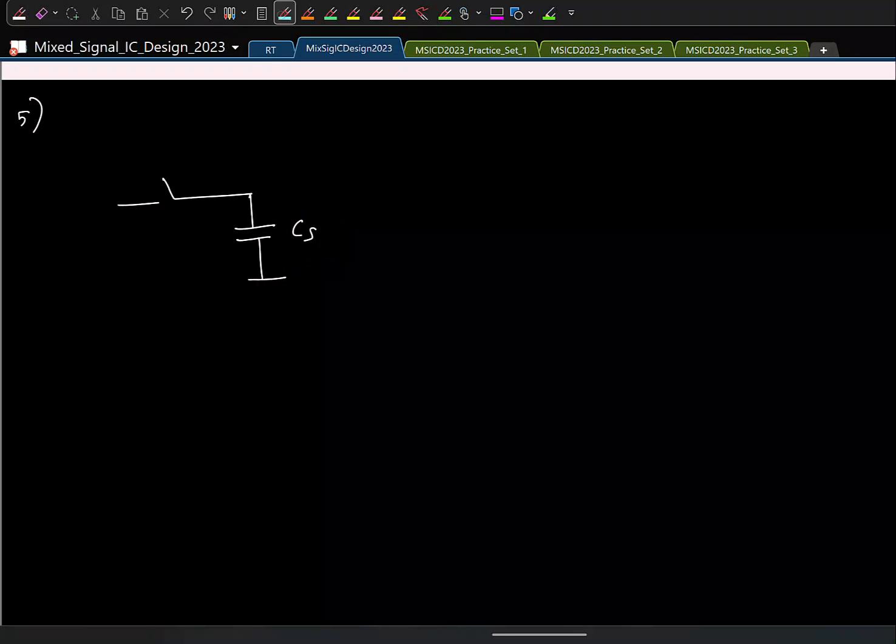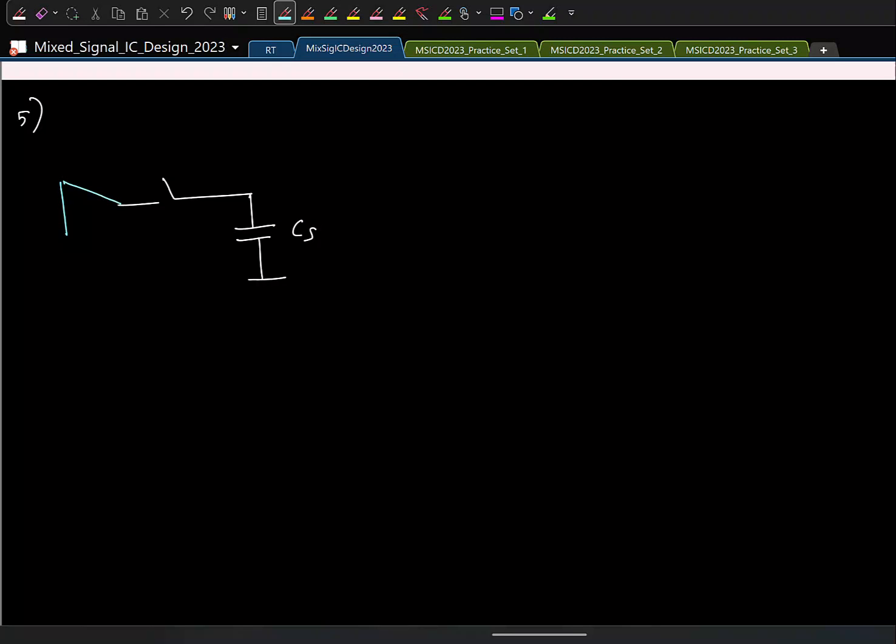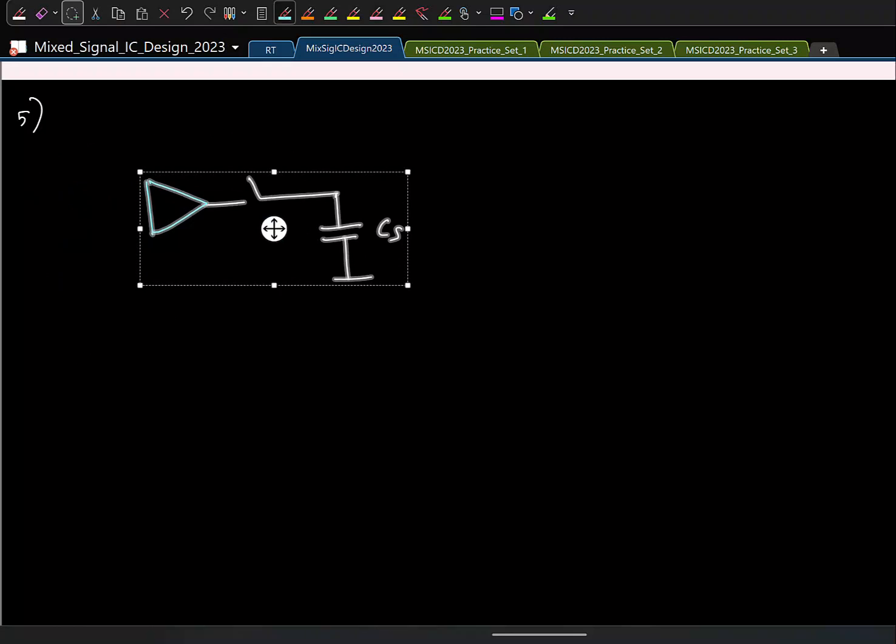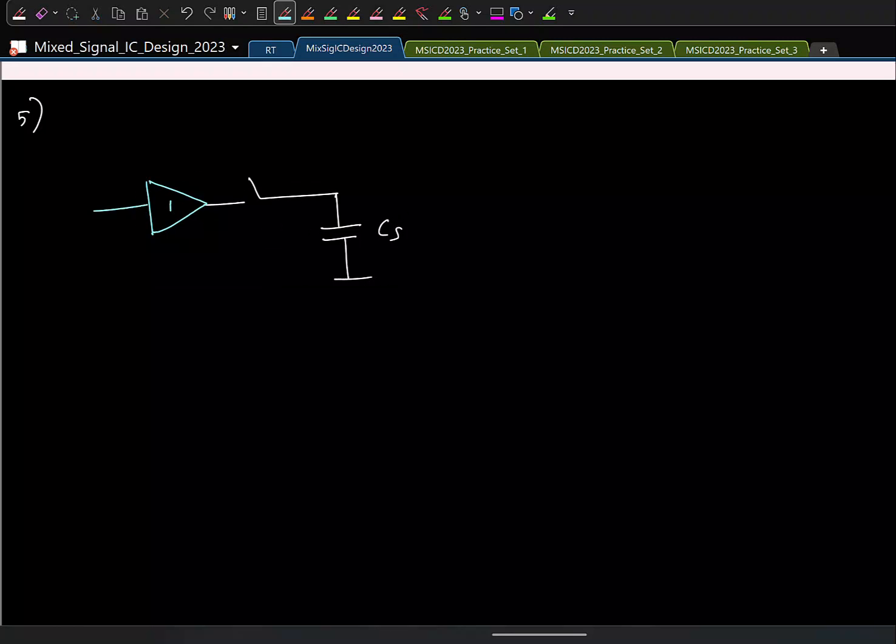Now remember that this guy is going to be driven by some buffer. Why do I need a buffer? Why do I need this buffer to drive the ADC? In general, why are you using buffers usually?